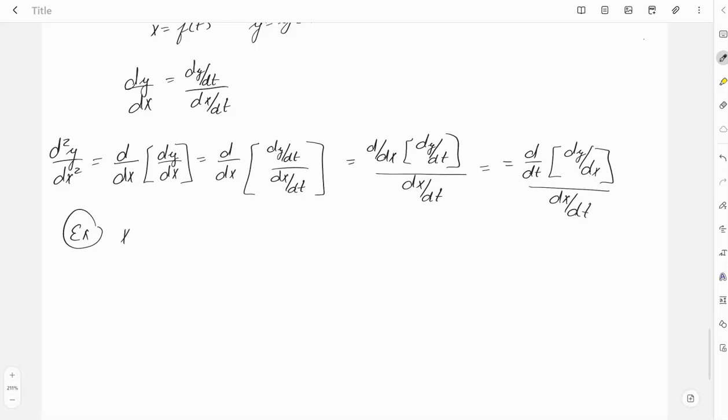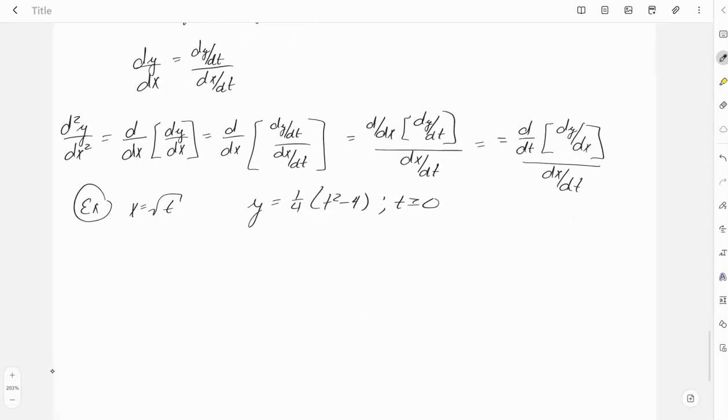Let's say we have x equals square root of t, y equals 1/4 t squared minus 4, where t is greater than or equal to 0. So we're restricting here to positive t values, which makes sense because I can only plug positive t values into this to get out real numbers. So we're going to start by finding the derivative, dy over dx. So that's going to be dy over dt over dx over dt.